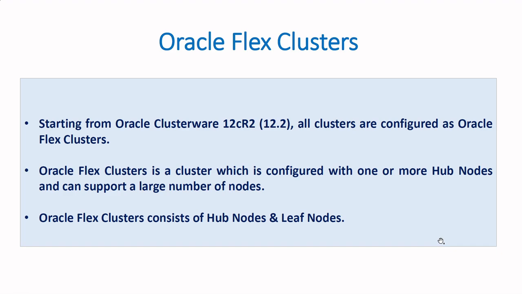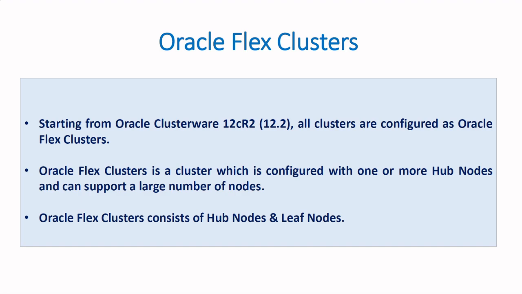Starting from Oracle 12.2, all clusters are configured as Oracle Flex cluster. Basically, a Flex cluster is a cluster which is configured with one or more hub nodes and can support a larger number of nodes. Oracle Flex cluster consists of hub nodes and leaf nodes. Flex cluster comes into the ASM.